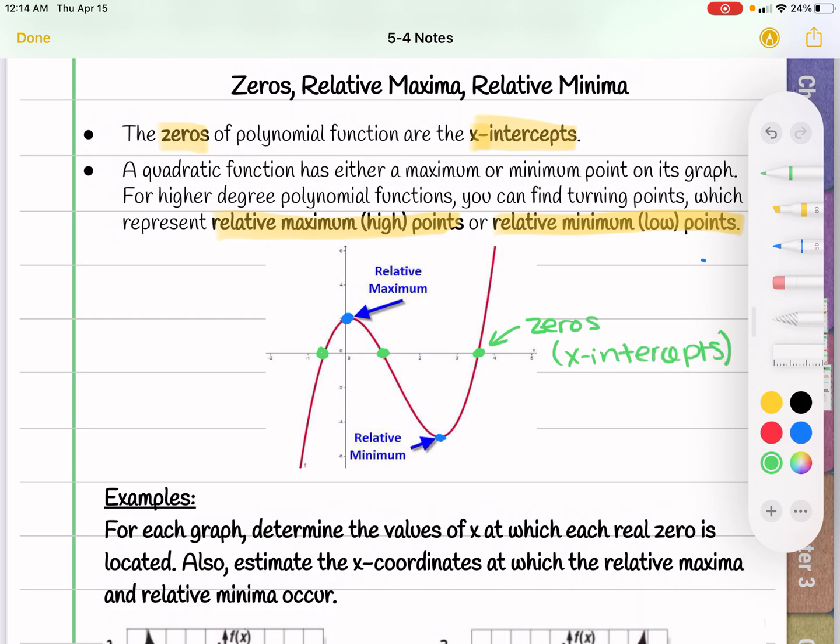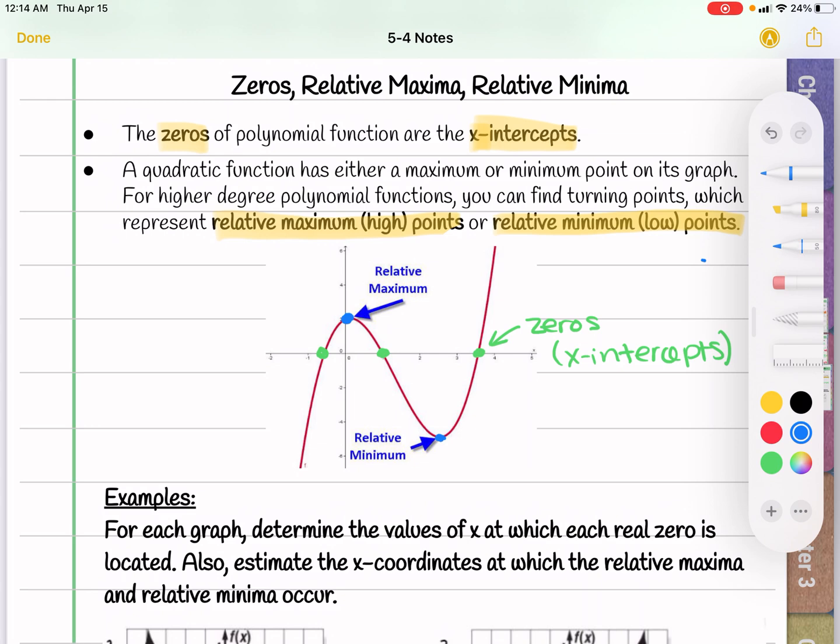And then you've learned about maximum and minimum points because when we had quadratic functions, they either had a high point, a max, or a low point, a min. Now, polynomials have several turning points, so they could have more than one max or min. This time, they're called relative maximum and relative minimum because it's a high point and a low point, but it's not necessarily the highest or lowest point in the whole graph.